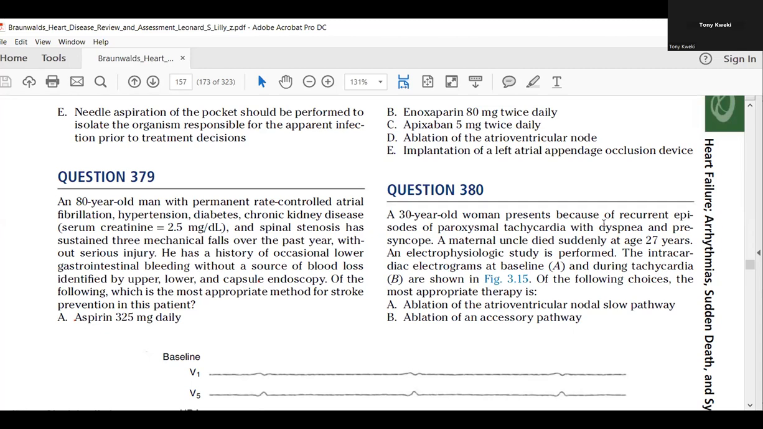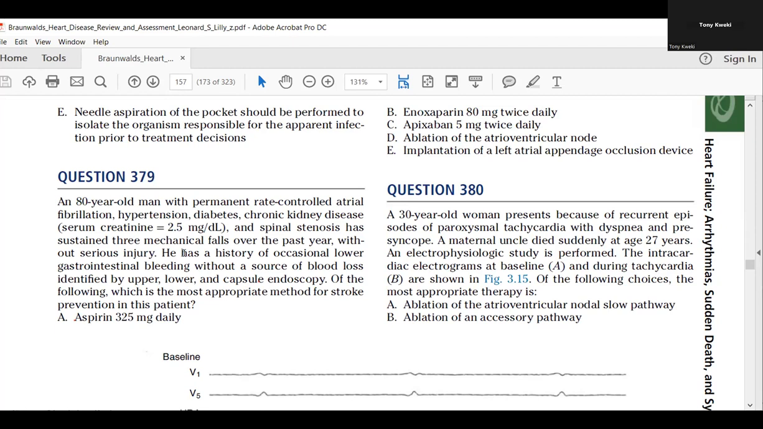379. All right. So an 80-year-old man with permanent rate-controlled atrial fibrillation. This patient has hypertension, diabetes, CKD, of course, serum creatinine 2.5 milligram per deciliter, and spinal stenosis, and had sustained three mechanical falls over the past year without serious injury. He has a history of occasional lower GI bleeding without a source of blood loss.